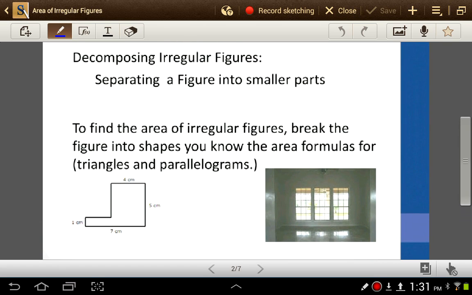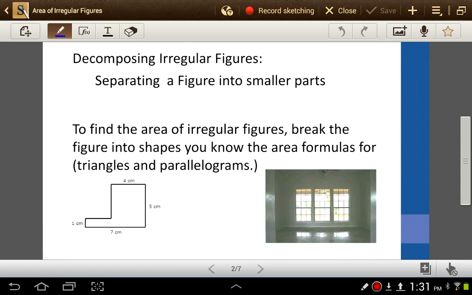First, what we're going to do is what we call decomposing irregular figures. Decomposing irregular figures is separating a figure into smaller parts. That is what decomposing is. It's breaking it into its different parts. So to find the area of irregular figures, we are going to break the figure into shapes that we know the areas for. So we're going to break them into triangles and parallelograms.